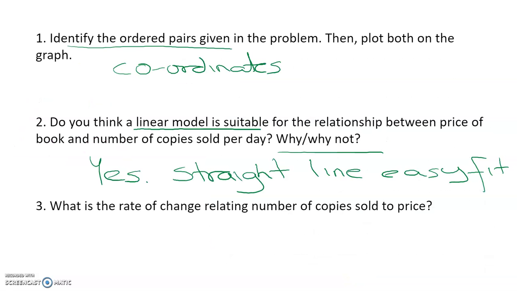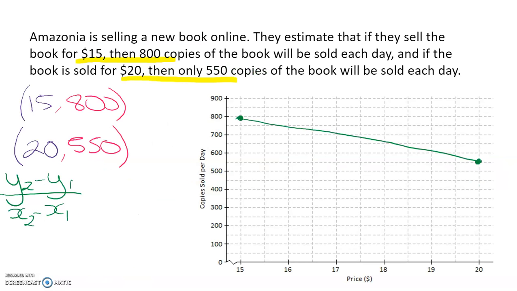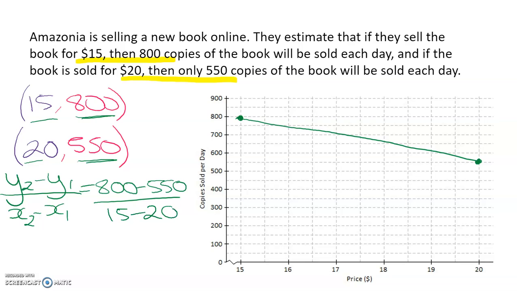It then asks us for a rate of change. Now there are two ways of doing this. You can use y2 minus y1 over x2 minus x1 and just substitute your values in. So you get 800 minus 550 over 15 minus 20, which gives you 250 over negative 5, which is going to give you an overall rate of change of negative 50.